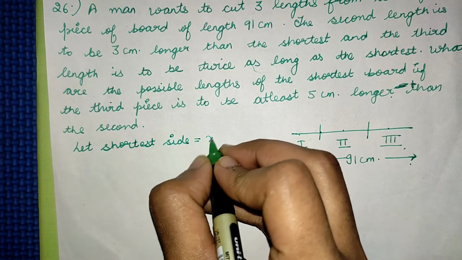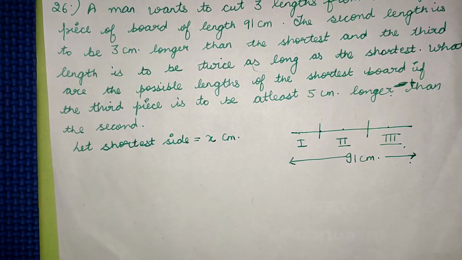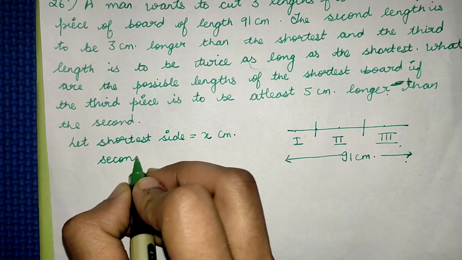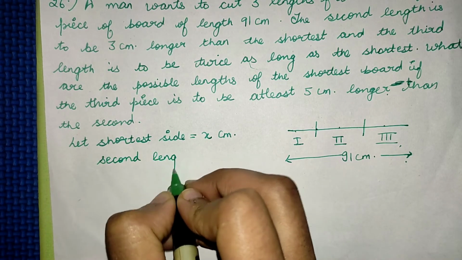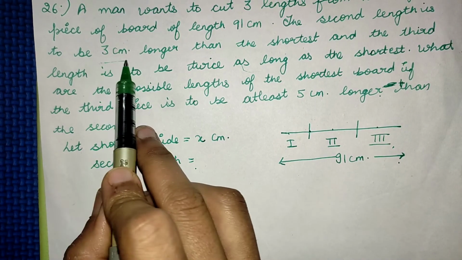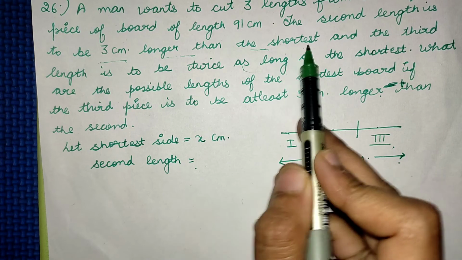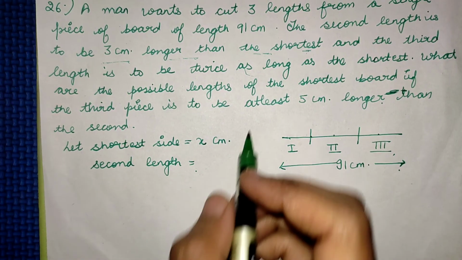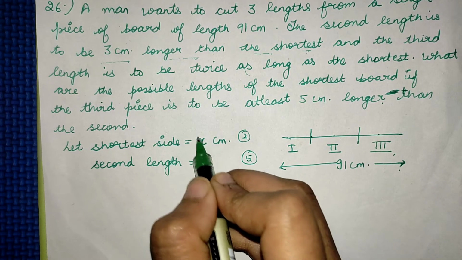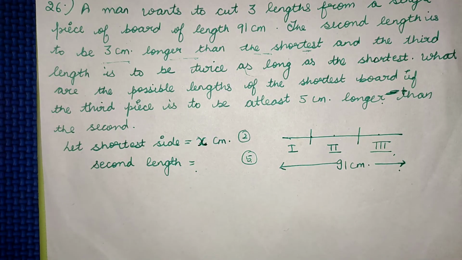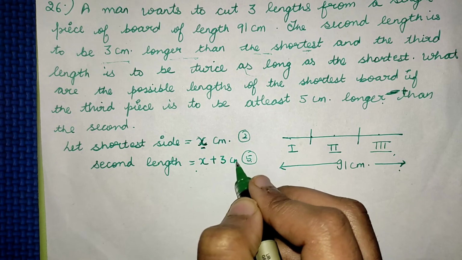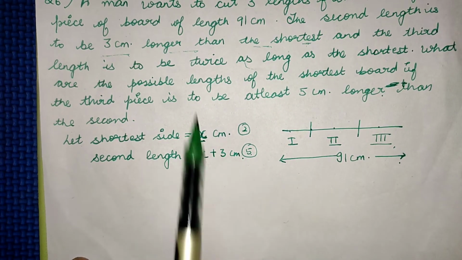Let us suppose my shortest side is x centimeter, then my second length will be equal to what? My second length will be 3 centimeter longer than the shortest side. What does it mean? If this is 2, then it will be 5. The simple sentence says this. So if this is x, then it will be x plus 3 centimeter.